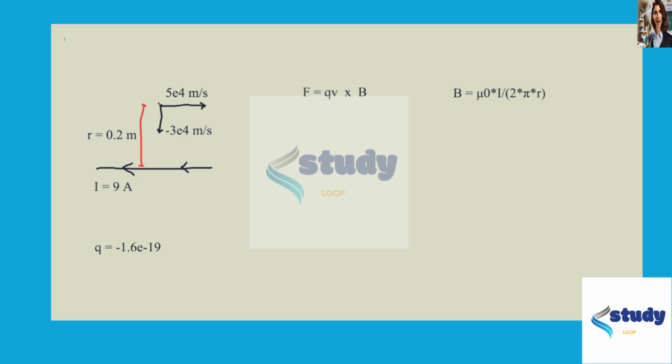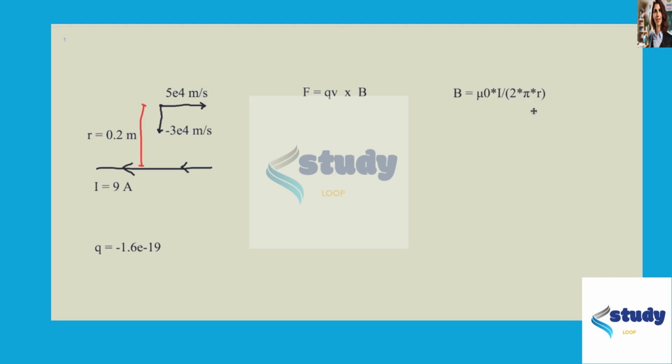And the electron's velocity is expressed in terms of components. So we're told that it has a velocity of 5 times 10 to the 4th meters per second in the i hat direction, which is the plus x direction, that's to the right, and minus 3 times 10 to the 4th meters per second in the minus j hat direction, which is the negative y, so down direction. And we're asked to calculate the force that the wire exerts on the electron.